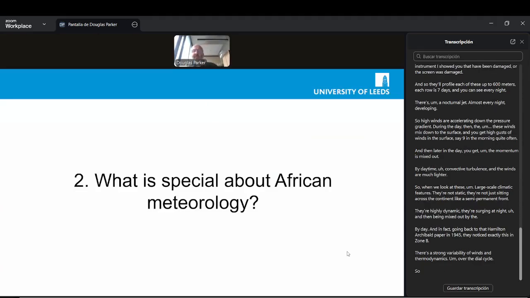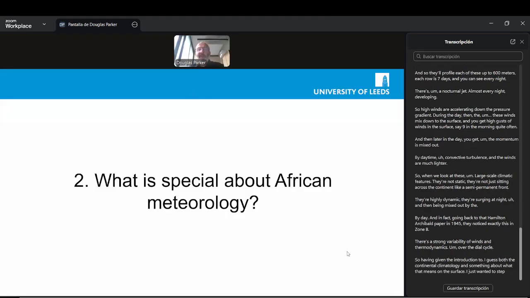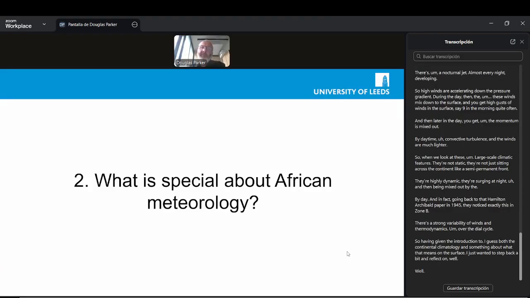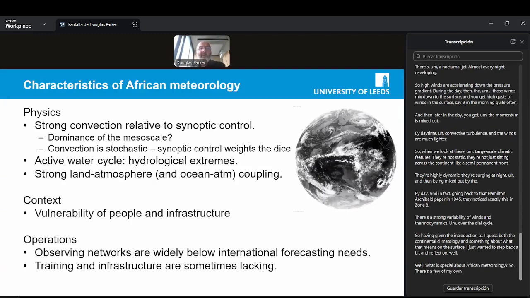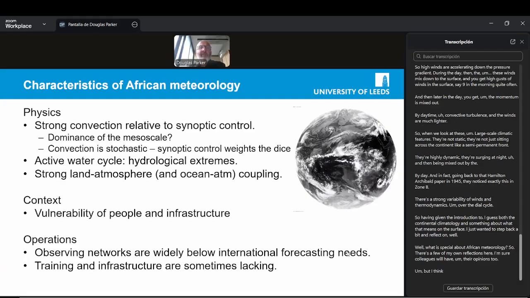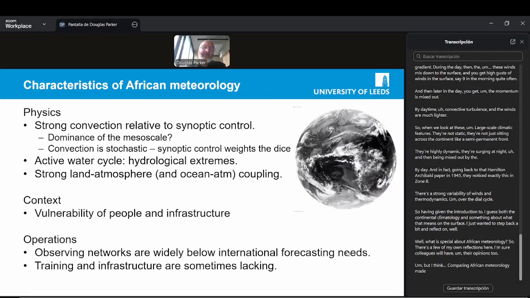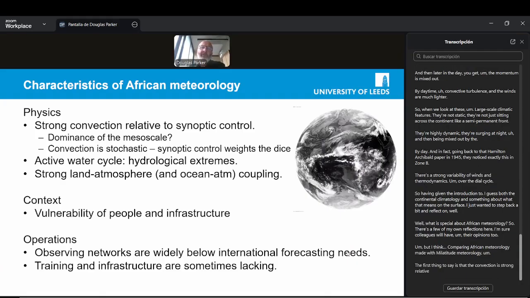So having given the introduction to both the continental climatology and something about what that means on the surface, I just wanted to step back a bit and reflect on what it is that is special about African meteorology. So there's a few of my own reflections here. I'm sure colleagues will have their opinions too. But I think comparing African meteorology maybe with mid-latitude meteorology, the first thing to say is that the convection is strong relative to synoptic control.